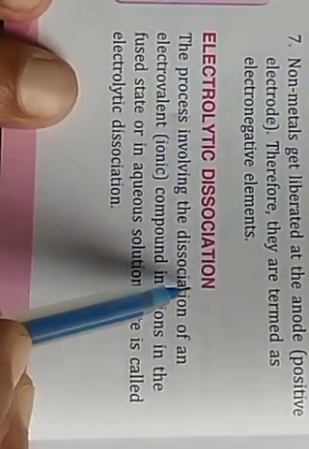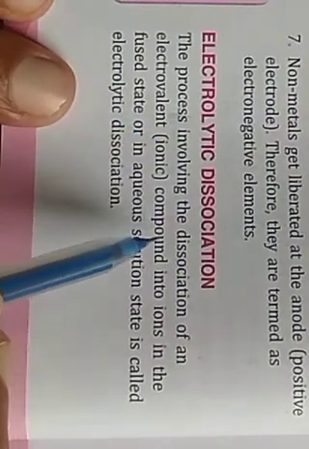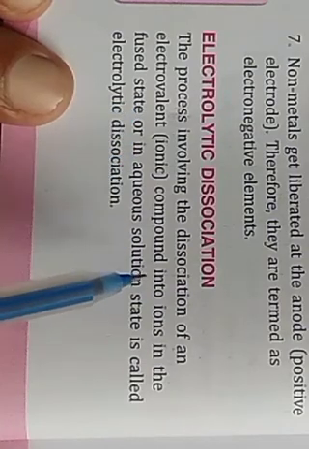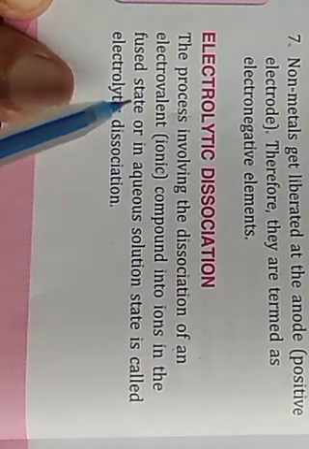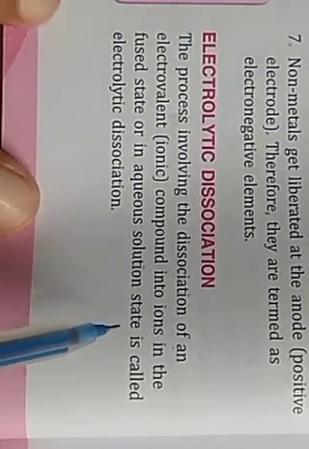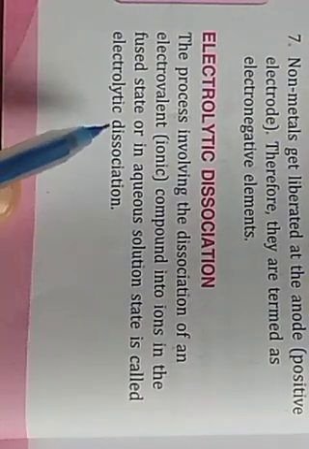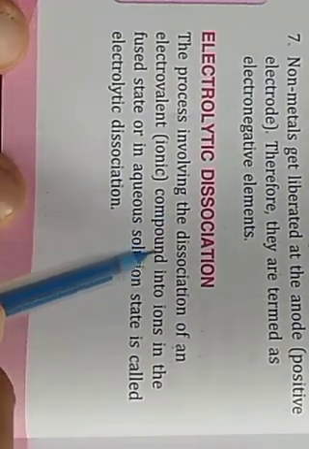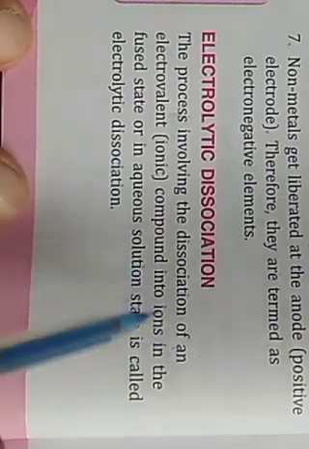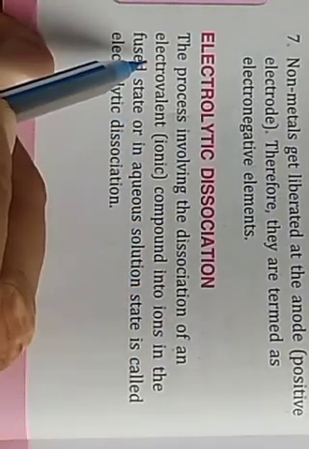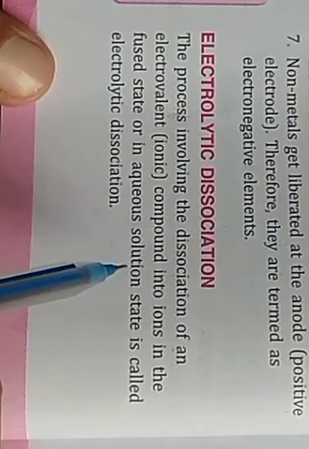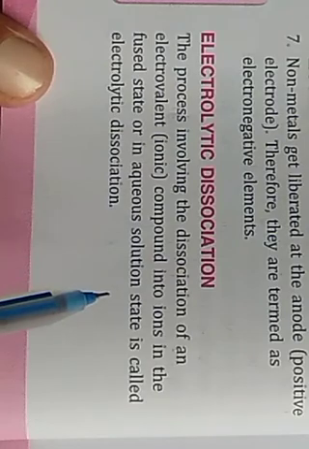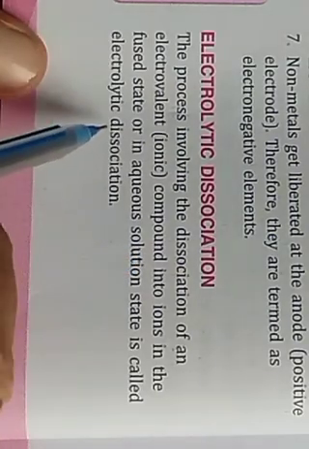First, electrolytic dissociation. The process involving the dissociation of an electrovalent or ionic compound into ions in the fused state or in aqueous solution state is called electrolytic dissociation. So, electrolytic dissociation is a process in which only an electrovalent or ionic compound dissociates into its ions in the fused state or in aqueous state.